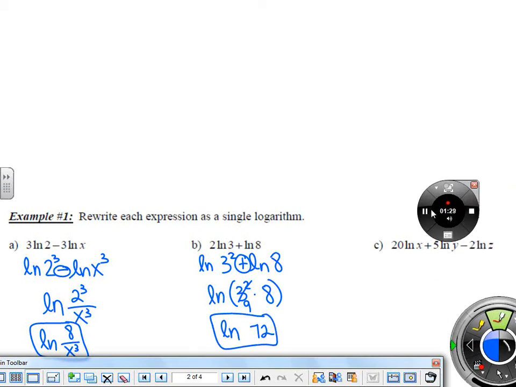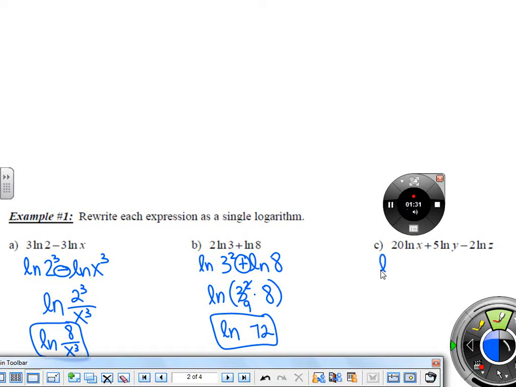Then in part C, we see it's a little more complicated. So we're going to have the natural log of x to the 20th plus the natural log of y to the 5th minus the natural log of z squared. Now, one comment about this. I'll make my z's like this so we can tell them apart. This is going to be three things combined into one logarithm.